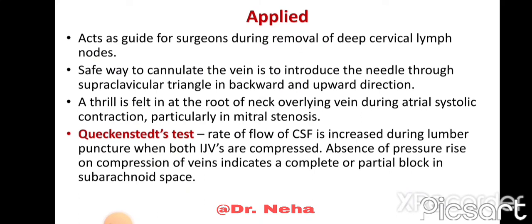Now the applied anatomy. It acts as a guide for surgeons during removal of cervical lymph nodes. As the deep cervical group of lymph nodes are located in close relation with the internal jugular vein, it acts as a guide. The safer way to cannulate the vein is to introduce the needle through the supraclavicular triangle in an upward and backward direction. If a thrill is felt at the root of the neck, overlying the vein during atrial systolic contraction, it may show stenosis of the mitral valve.